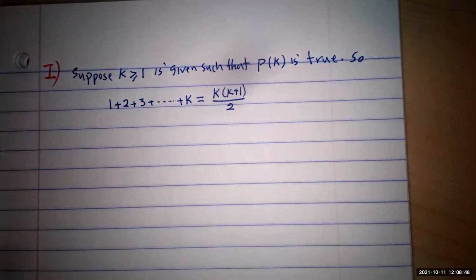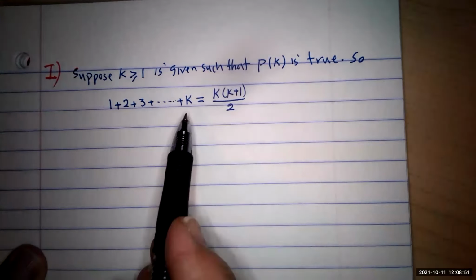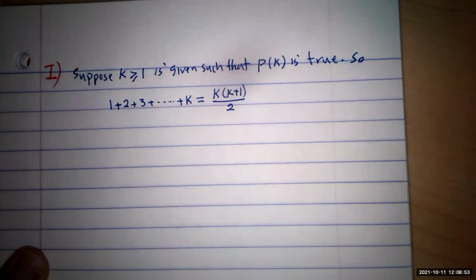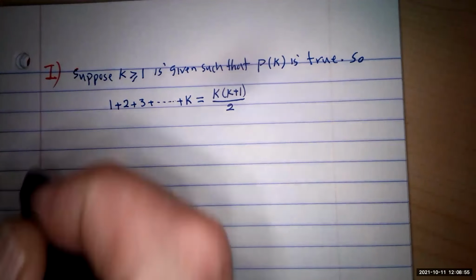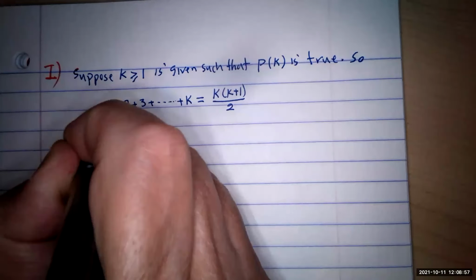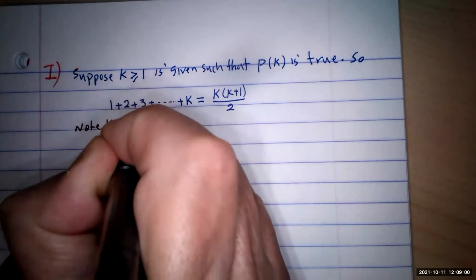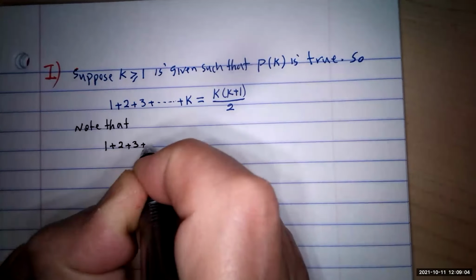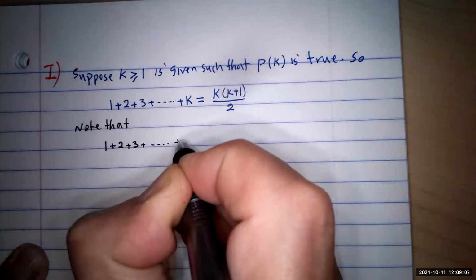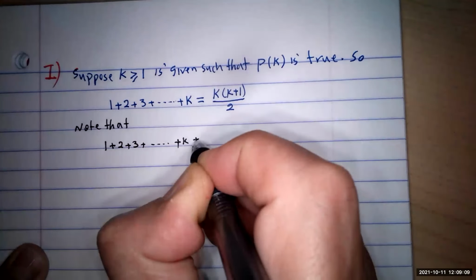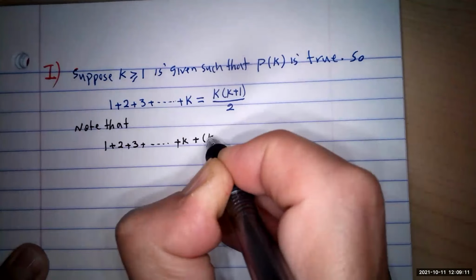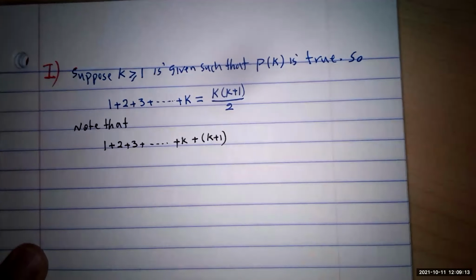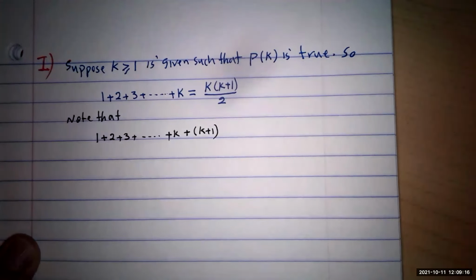So what you do, the basic part is done, so you write the rest. You write the P(k+1). So this is true. Note that we add one more term: 1 plus 2 plus 3 up to k, and the next one, plus k plus 1. This is what you have to find. So you have to connect it to the given one, like the one we did before.